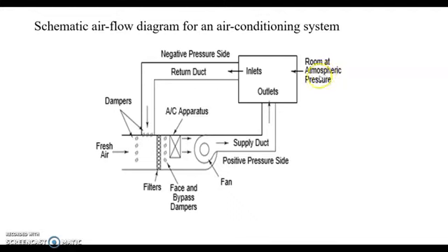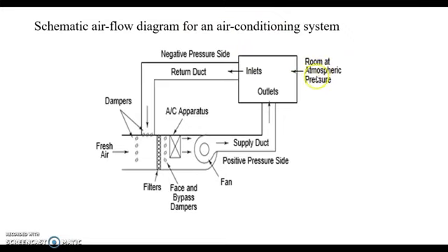The air enters the return duct through the inlet from the room. The pressure of the air decreases in the flow direction, and when the air reaches the fan, the fan raises the pressure of the air. Then the air flows through the outlets to the room. So this is the simple airflow diagram of an air conditioning system.